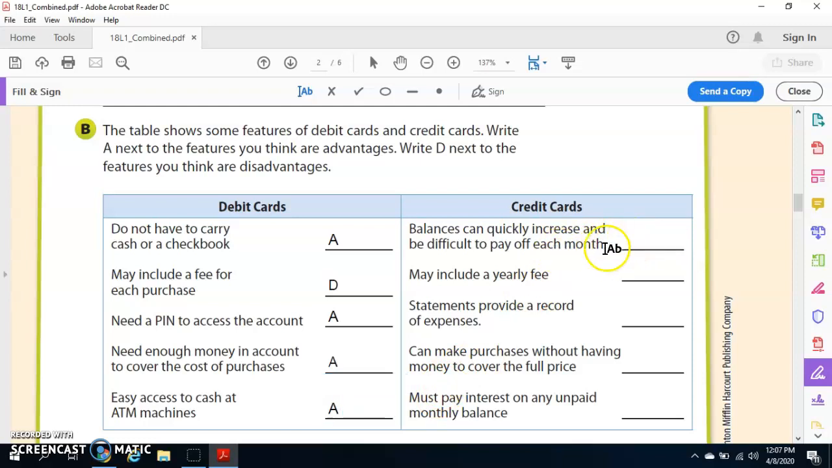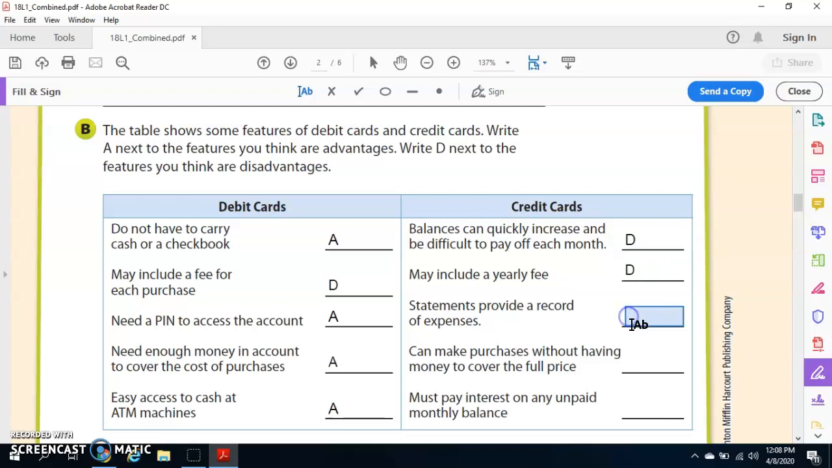Balances can quickly increase and be difficult to pay off each month. That is definitely a disadvantage because they can rack up them fees really quick. May include a yearly fee. Sometimes it's a monthly fee. Sometimes it's a yearly fee. Sometimes it's just interest on your purchase. It depends on the credit card company. But, yeah, you end up paying more than what the purchase actually was worth.